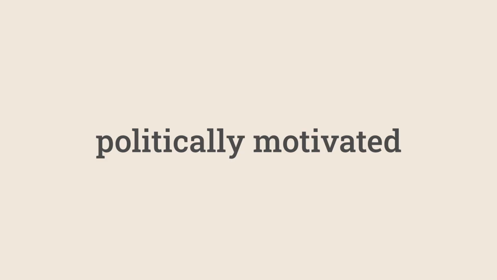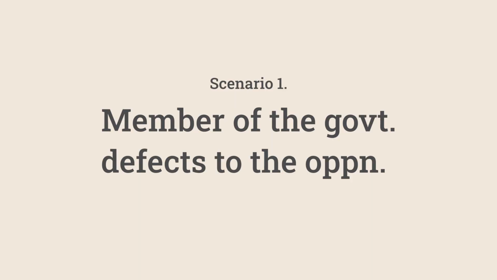He is meant to take decisions in a free, fair and independent manner. But he doesn't take free, fair or independent decisions because he's a member of the ruling party. So every decision taken by the speaker with respect to defections is politically motivated. In defections, two scenarios can take place. The first one being a member of the government defects to the opposition.